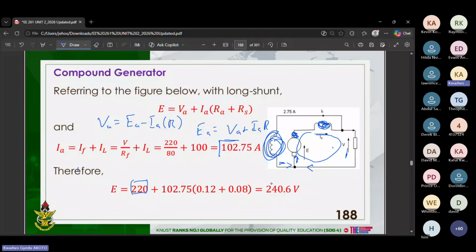So we can see that for flat level compounding, we decided to generate at an E slightly greater than our no load voltage, so that once our IARA losses come in, our VA can be equal to our no load voltage. Okay, so now I'm going to move to example 9.